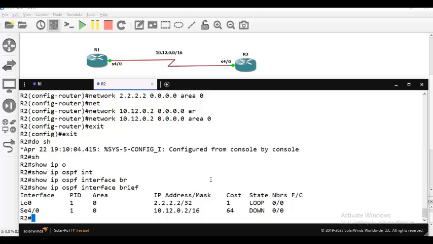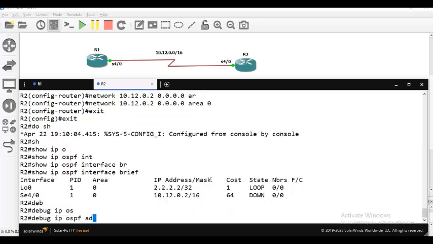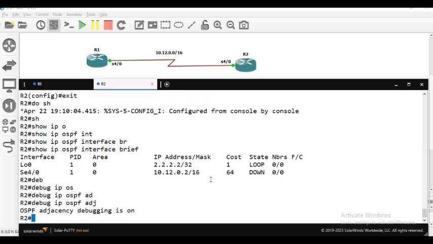Next, we are going to go to the next router. Before that, I would like to enable debug IP OSPF adjacency. ADJ is the command, and you see the state is down. It's in down state now. See the serial 4/0. The state is down. It's in down state.